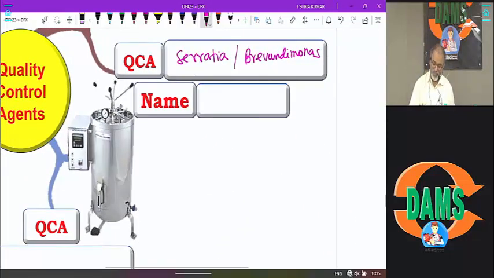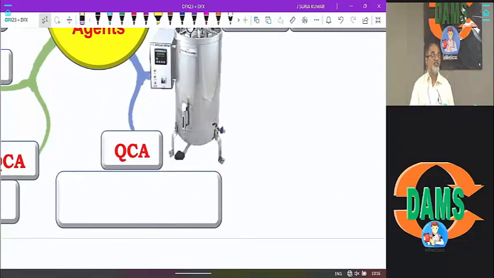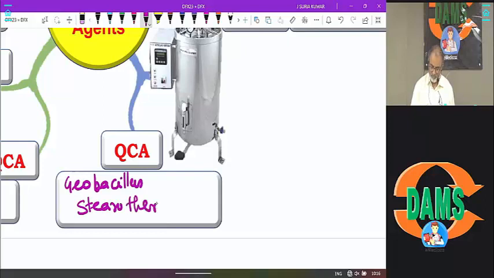What is it? Autoclave. Excellent. That's all. If you identify the equipment, 50% of the job is over. Autoclave. What is the quality control agent for autoclave? Geobacillus stearothermophilus. Should not forget, my dears. Geobacillus stearothermophilus. That is the quality control agent.